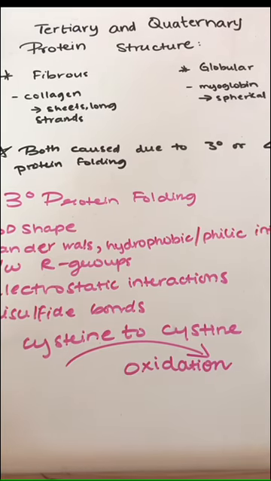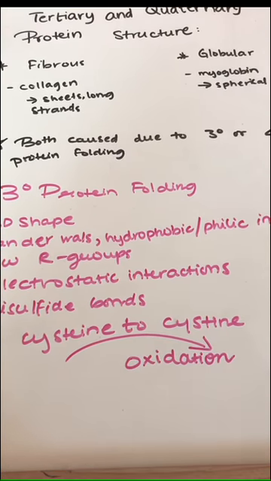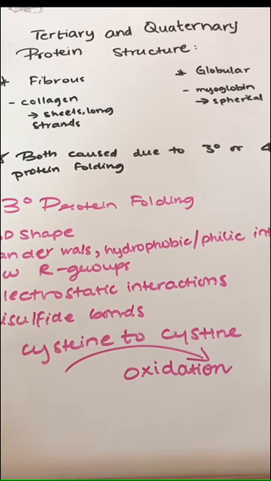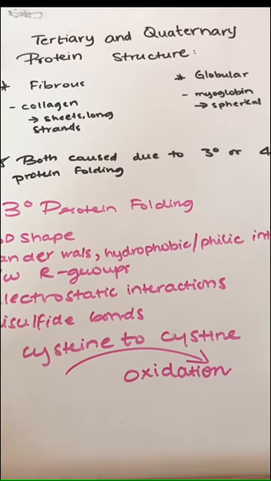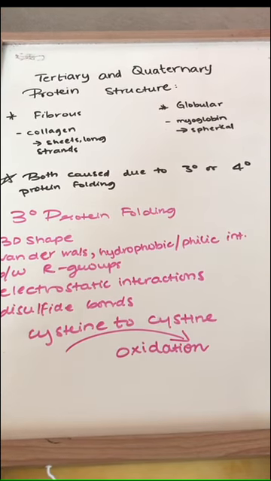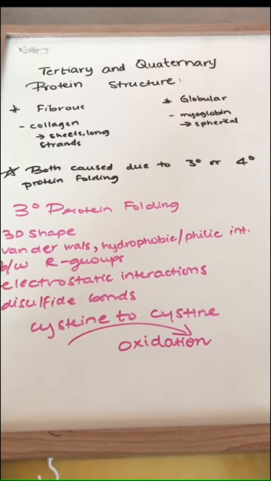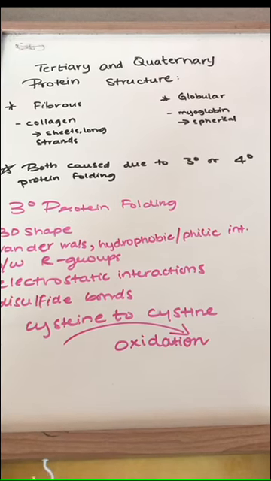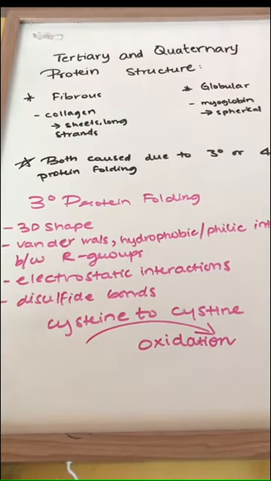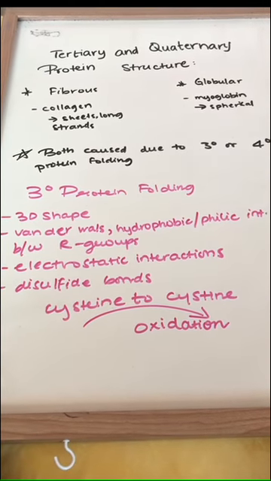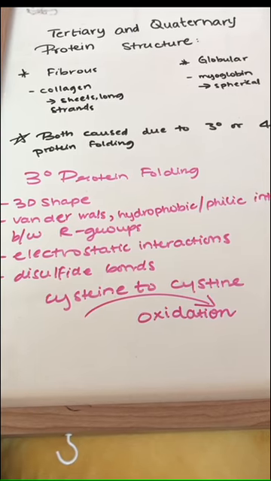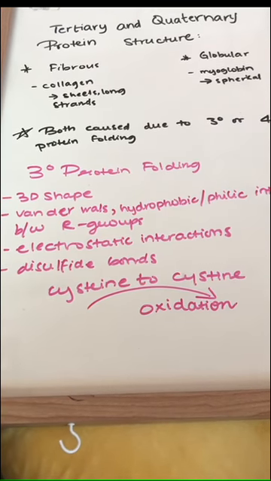It's kind of similar to hemoglobin, but it's only a single unit, whereas hemoglobin is 4 units, and myoglobin also has more affinity towards oxygen. Both of these protein folding structures are caused because of tertiary and quaternary protein folding interactions. So the first one that we're going to talk about is tertiary protein folding. The tertiary protein folding results in the 3D shape of the protein.